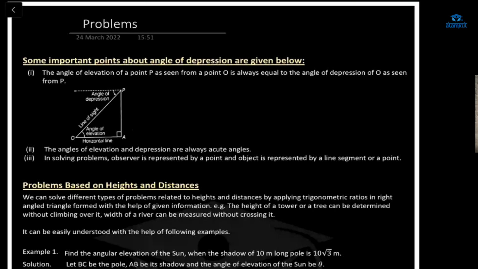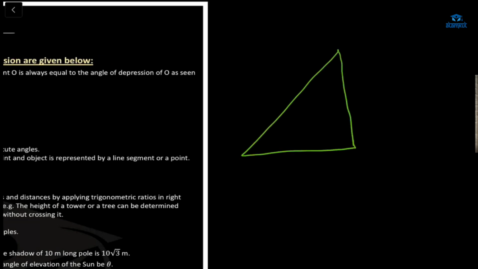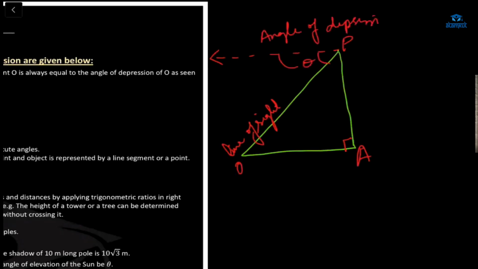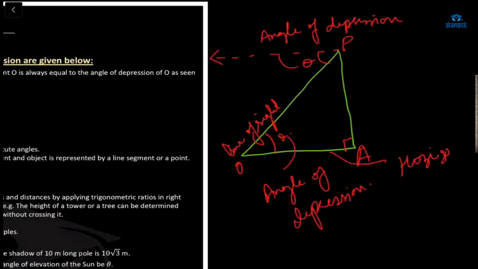The angle of depression that we have studied just now: the angle of depression of point P as seen from the point O is always equal to the angle of elevation of O as seen from P. So if you have drawn it this way, O, A, P, this is the line of sight. This angle theta is your angle of depression, and this angle will be equal to it, and this is your horizontal line.